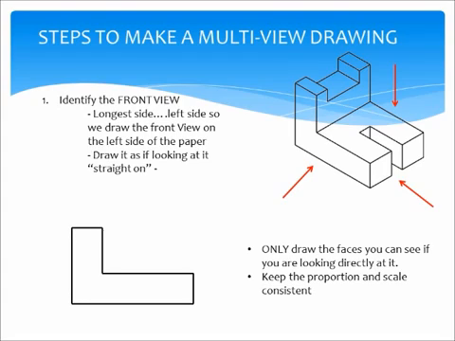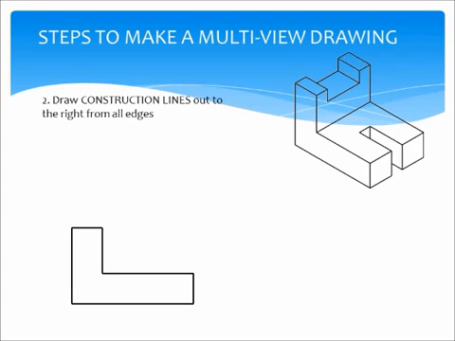Okay, only draw faces you see, and keep the proportion and scale consistent. All right, next, what we're going to do once we have our front view drawn is put in what are called construction lines. Construction lines come off of the edges of the front view. So you'll notice that I draw my first construction line off the top edge.